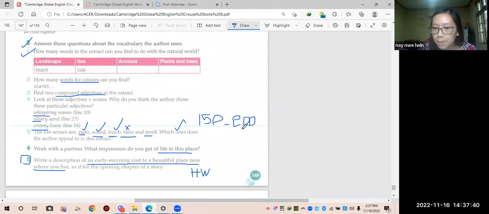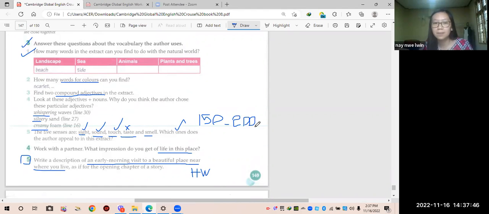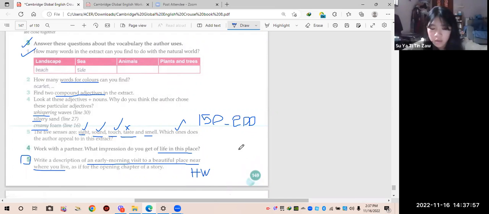What does that mean? Does it have to be near where I live? Yes, but you can also make up the place. You can also imagine a place, so it doesn't need to be real. You can make up a place which is really beautiful. Sure. How much, like 1 page, 2 pages?